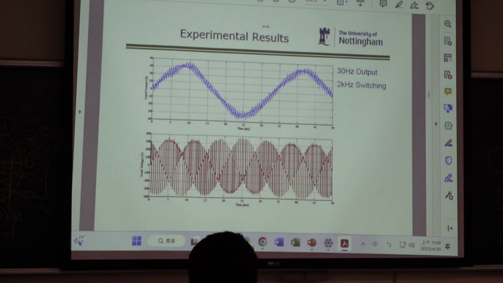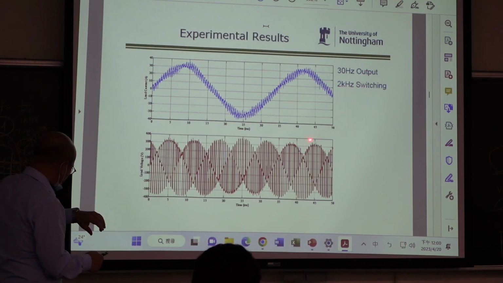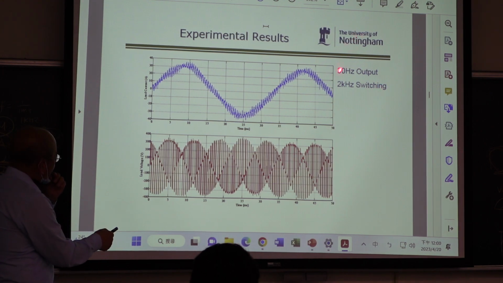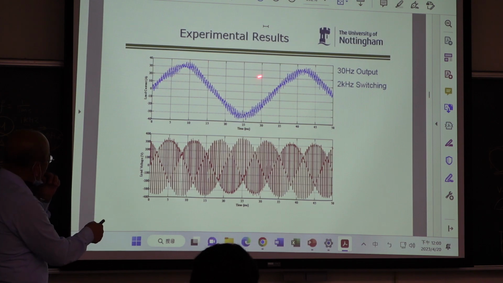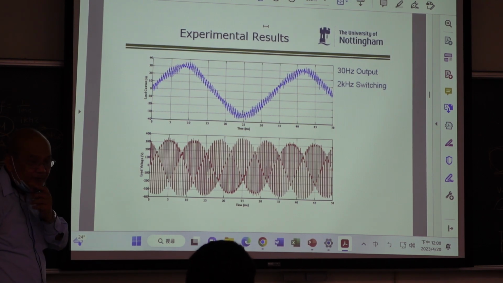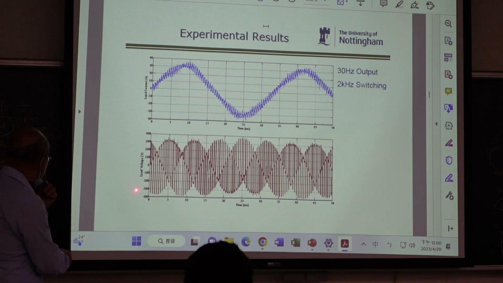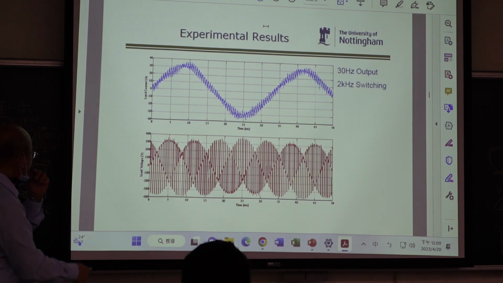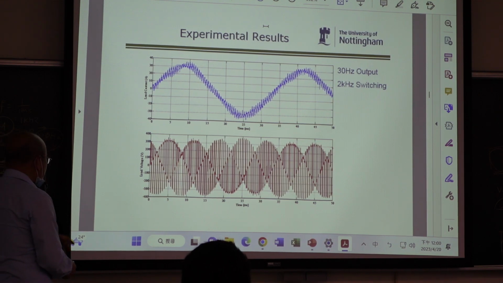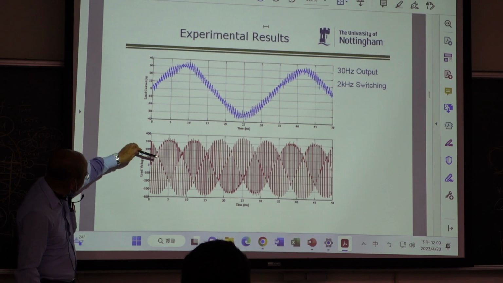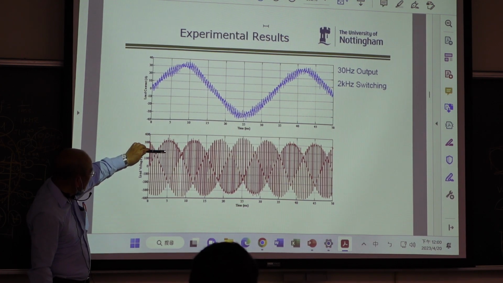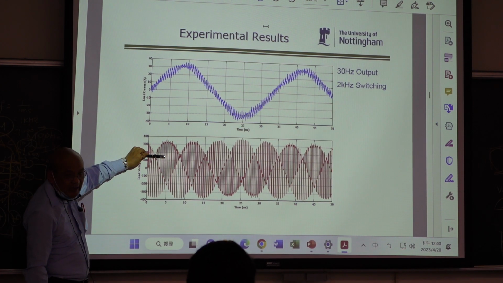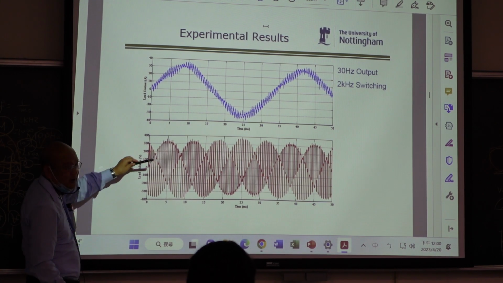So some experimental results. We have 2 kHz switching and 30 Hz output. You can see this is the output current, 40 ampere. The current is like this. Do you think this is a sinusoidal waveform? Yes. How about the voltage? The voltage is like this. So what is your DC voltage? The DC voltage is here, right? So this is 1 pu. How about this one? 0.867, right?